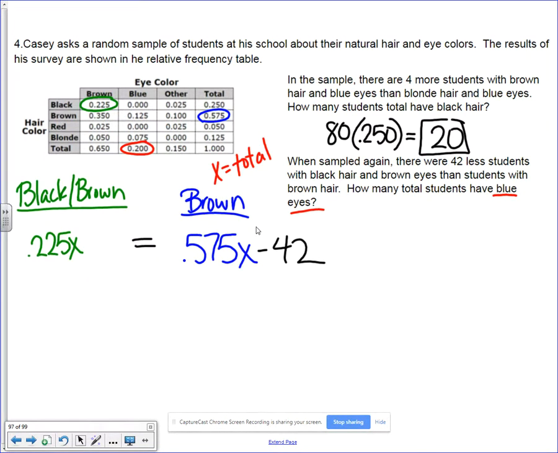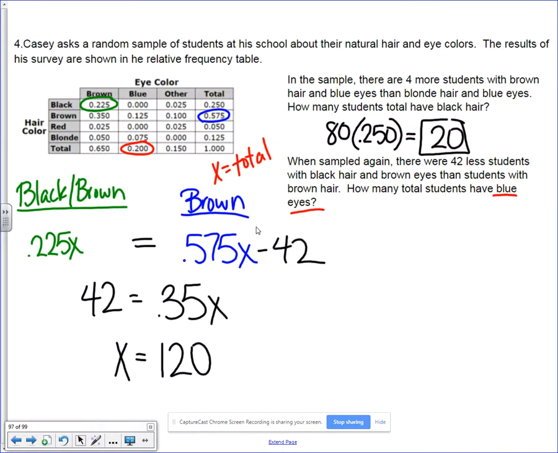If I solve this and I move my x over and move the 42 over, the 42 would come over here. My x's would move over here. Now, if you're having problems with this, show your work. If you moved it over and have negative 0.35 and negative 42, that's okay as well. When you divide, you get 120. So that's my total surveyed for this question.